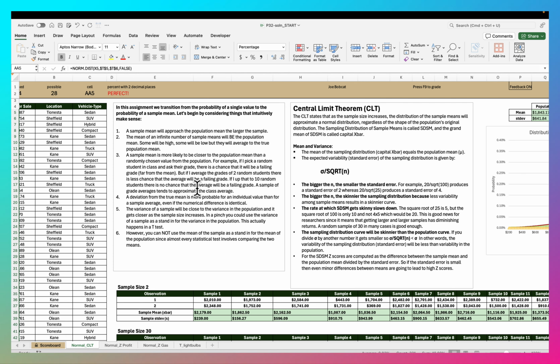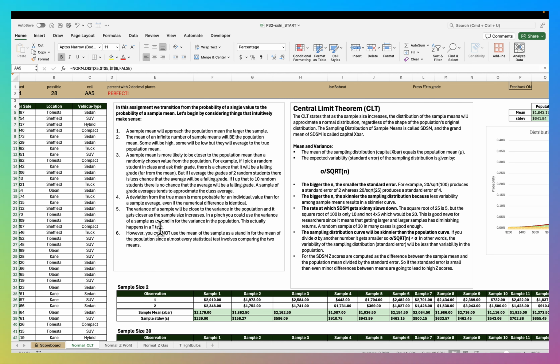And if I up that to 10 random students, there is no chance that the average will be a failing grade, because the chances are just ridiculous. In fact, I don't think we've got 10 students in class. In fact, I know we don't, that have a failing grade. So a sample of grade averages tends to approximate the class average. In other words, you lessen the effect of the extremes.